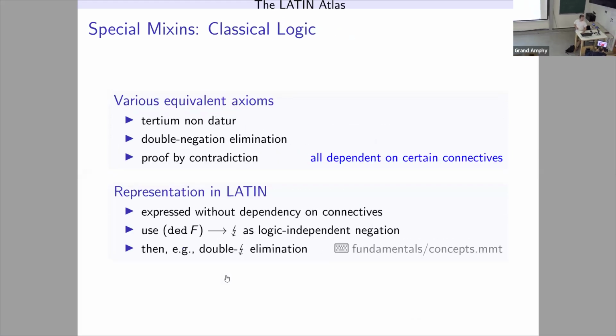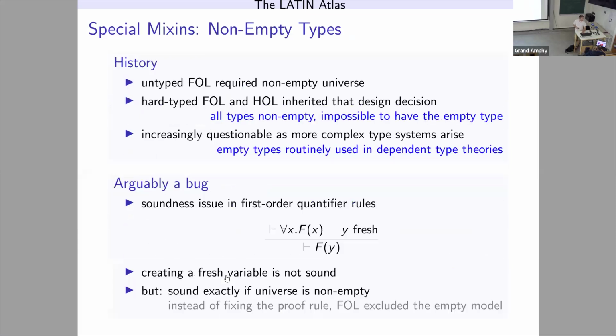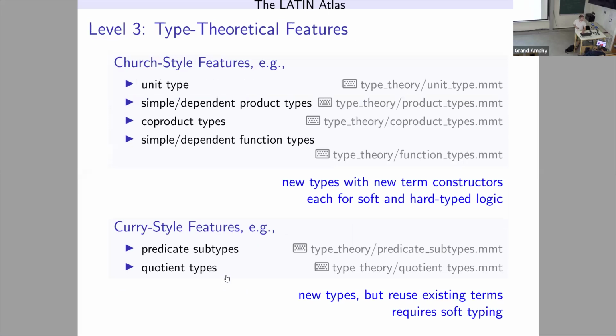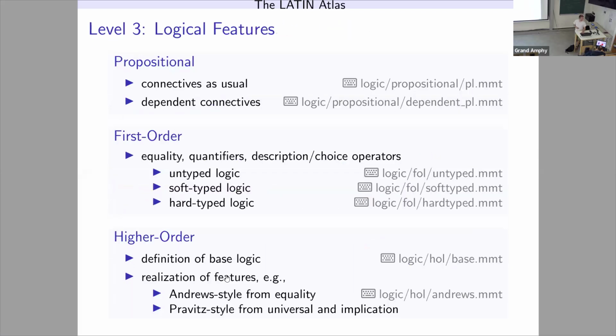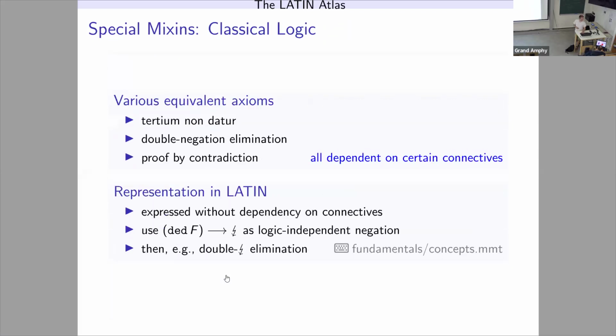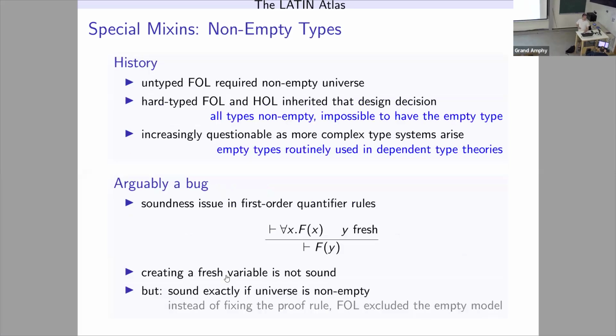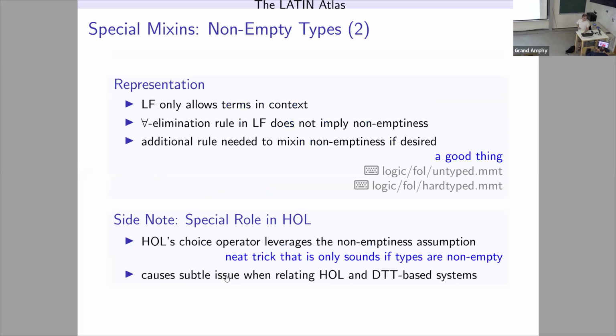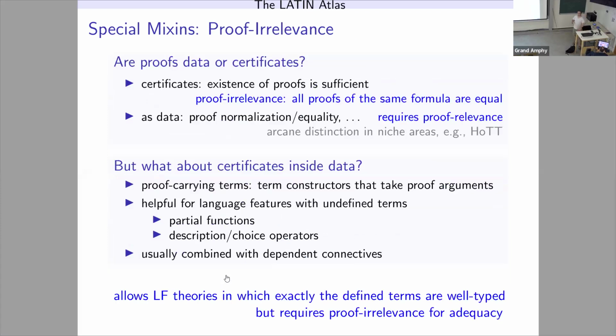So classical logic I've already shown you. So this gives me 3 special mix-ins: classical, non-empty types, and proof irrelevance. So if I take all of these 3, plus all the propositional connectives, plus the quantifiers, I get standard first order logic, as it is usually seen in textbooks.